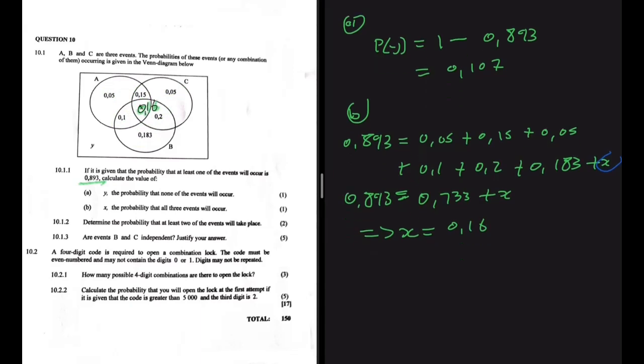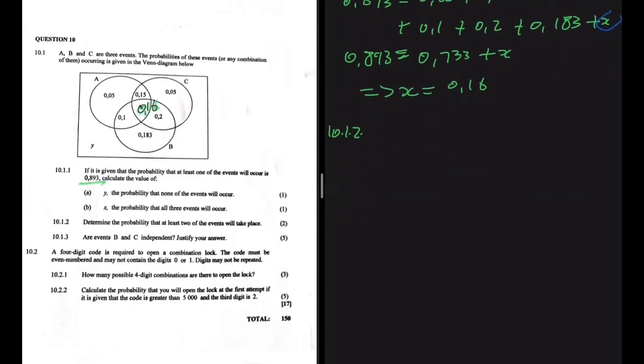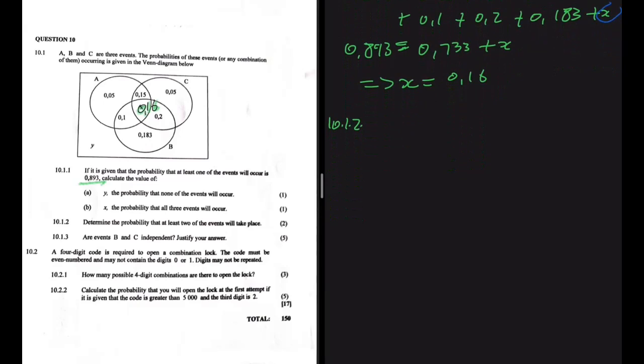And then let's do 10.1.2. 10.1.2 is saying that let's determine the probability that at least two of the events will take place. The probability that at least two of the events will take place. So we need a formula for that. The probability that at least two events of A, B, and C occur.